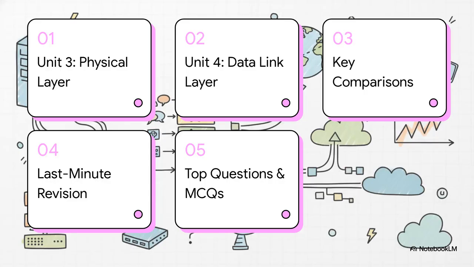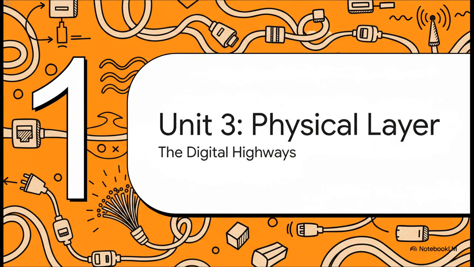So, here's our game plan. First, we're going to blast through Unit 3, all about the physical stuff. Then, we'll nail down Unit 4, which is about making sure data gets where it's going. We'll zero in on the key comparison tables, the ones that always show up on the exam. Then, a quick-fire revision guide and some top questions to make sure you're ready. Let's do this. All right, let's jump right into Unit 3.